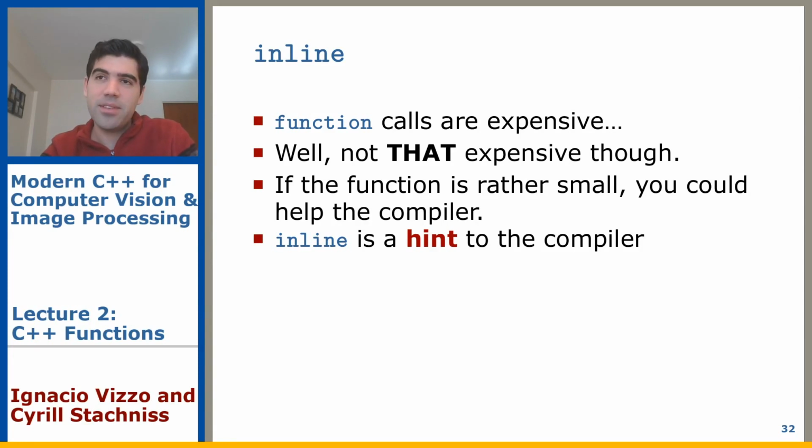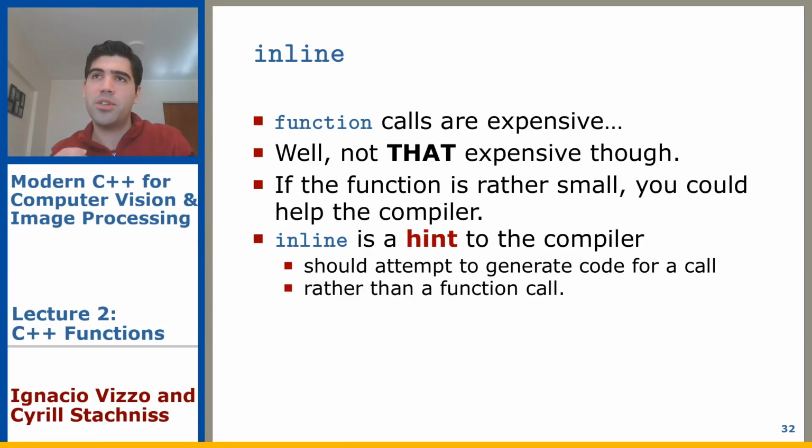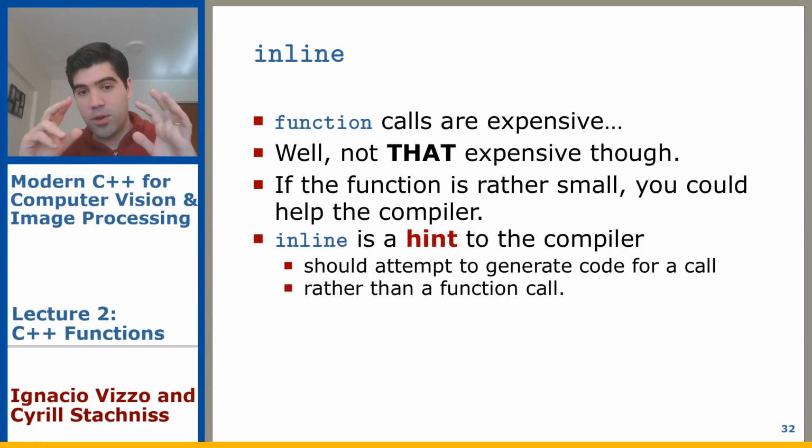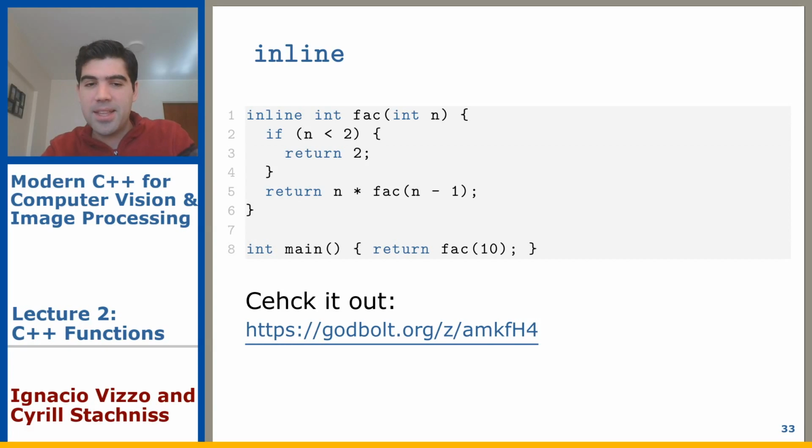Inline is just a hint to the compiler. This means by no means that you're actually telling the compiler to do something. It's just like, hey compiler, you can optimize this. The idea is that it should attempt to generate code inline instead of a function call. So instead of calling the function when you reach the call, just try to put code in there. But this is only feasible when you have a rather small function. Sometimes the compiler will do it anyways, right? And then again, there is some example here. You can check this out.